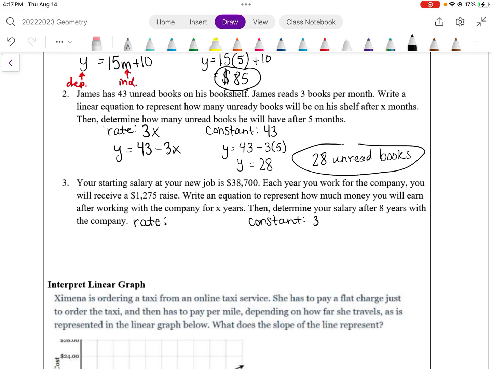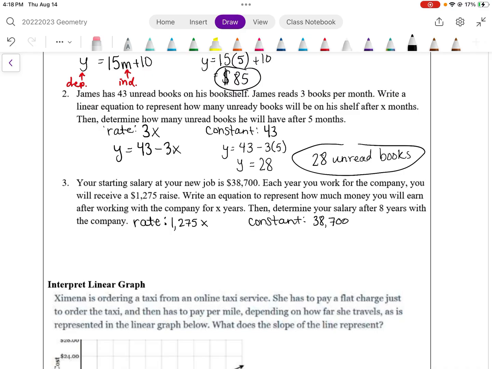Okay, it says your starting salary at your new job is $38,700. That's your constant. That's where we're starting. It's not going up by that amount every year. And then it says each year you work for the company, you will receive a $1,275 raise. That's every year. Every year you're going to have that raise. That's that rate. That's a reoccurring thing. So we're going to make $1,275 more times the number of years we work there.